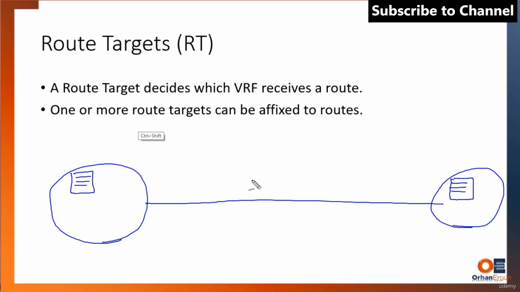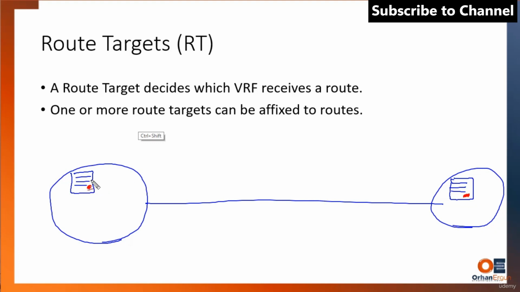a routing table on the other side, which needs to be in sync, right? This is what routing means. Now I want to make sure that anything from this is going to be installed in this and vice versa. So what should I do?